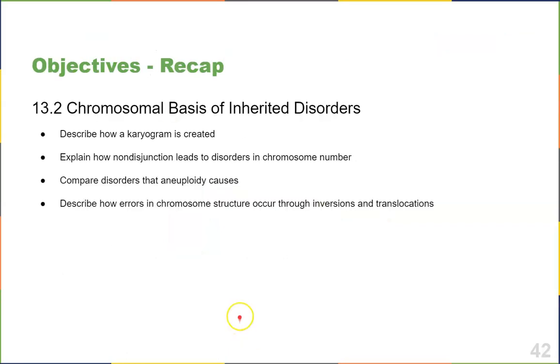And that's it, so that's 13.2, and that's chapter 13. Hopefully now we have a better understanding of how chromosomes are inherited, how some genes are linked, and how disorders can occur through aneuploidy or even through euploidy and some weird abnormalities that can cause a euploidy disorder.